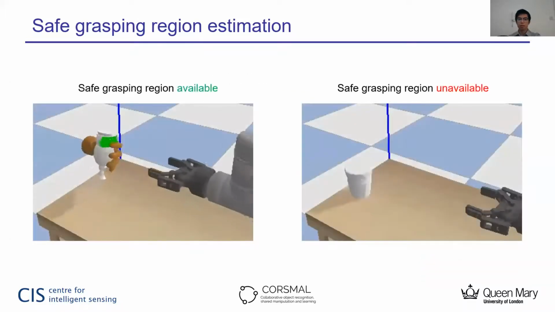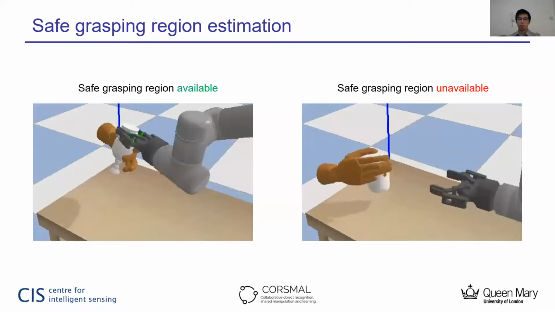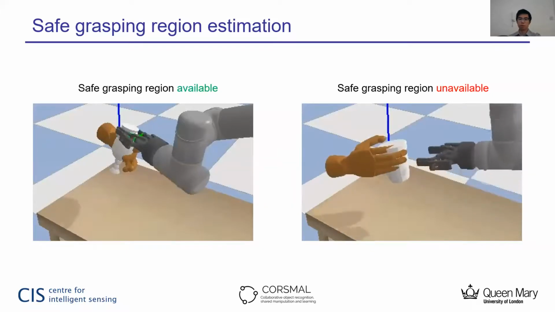If a safe grasping region is available, the robot will approach a container and attempt to grasp it. Otherwise, the robot will stay at a distance to avoid harming the human.